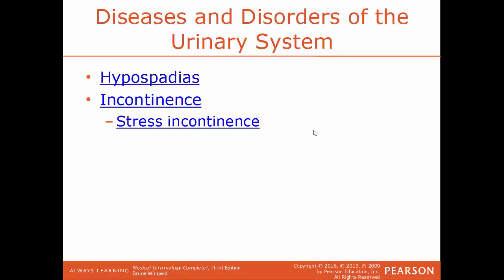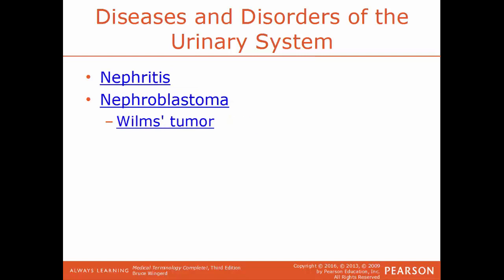Coughing, sneezing, running, or lifting something very heavy. Sometimes a small amount of urine may come out of the bladder. That's not a normal time urine should be coming out, but that's a form of stress incontinence, the unintentional loss of urine. Nephritis. This is an inflammation of the kidney.